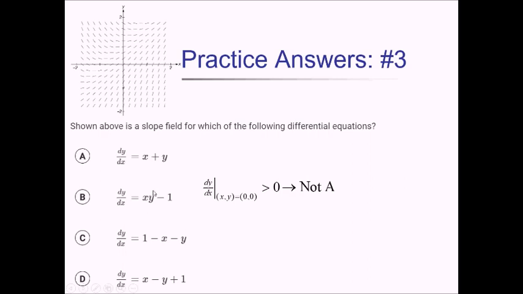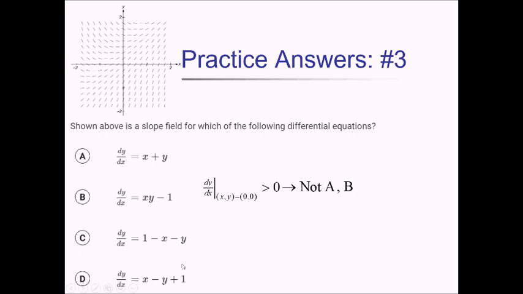For B, this is going to be 0 times 0 minus 1. Well, that's negative 1, still not greater than 0, so B also can be eliminated. For choice C, we have 1 minus 0 minus 0, so that's just 1, which is positive. C is still in the running. And for D, we have 0 minus 0 plus 1, which is also positive, so D is still working. Okay, well, let me try something else here.